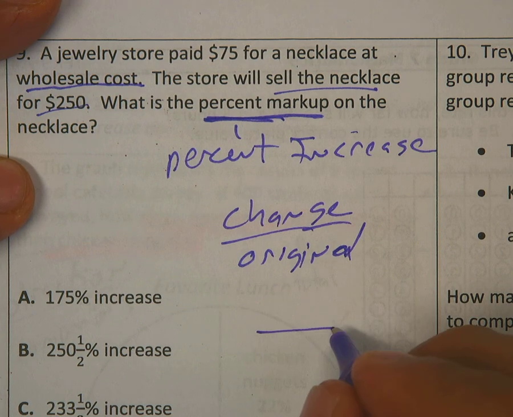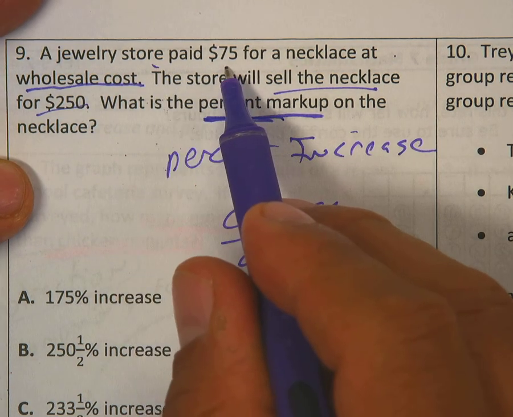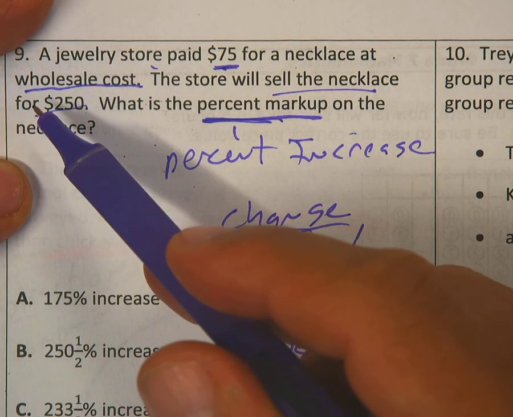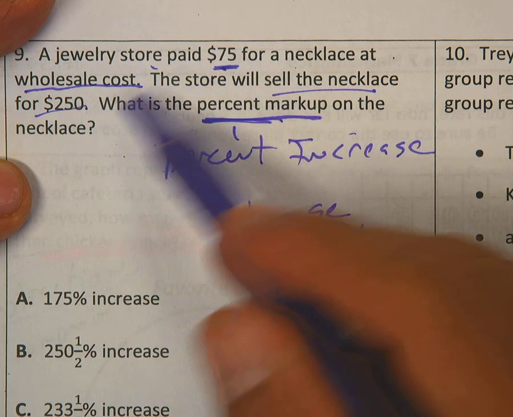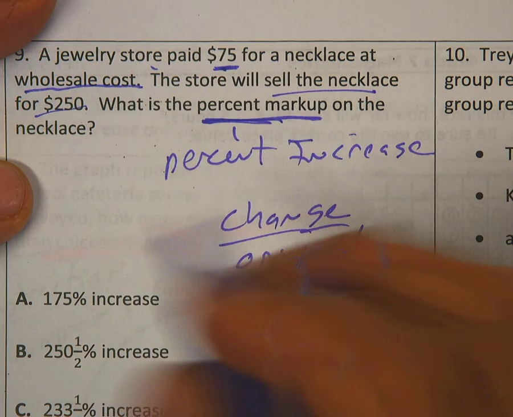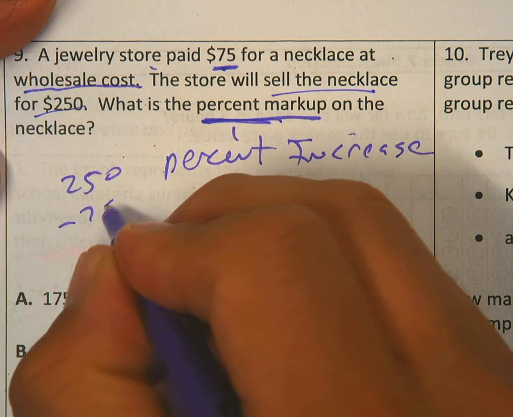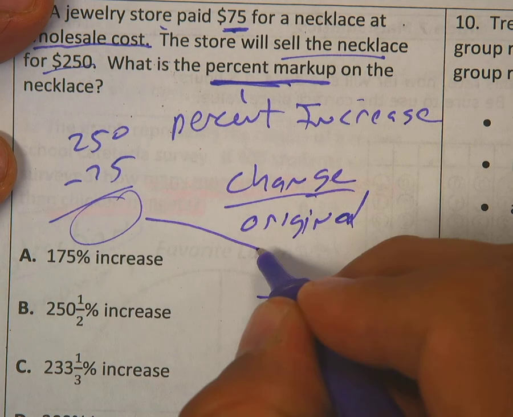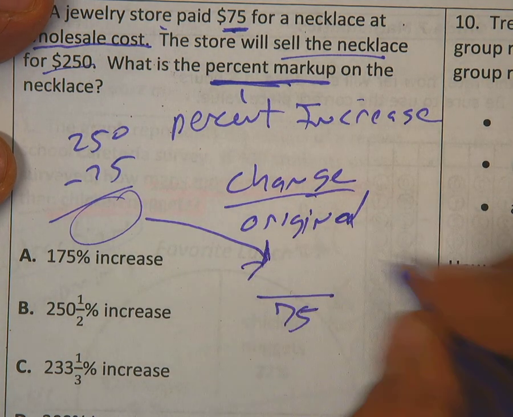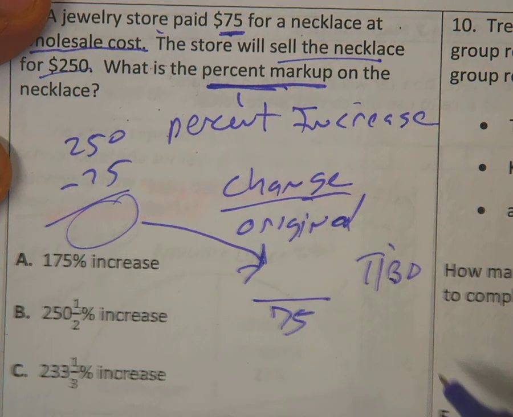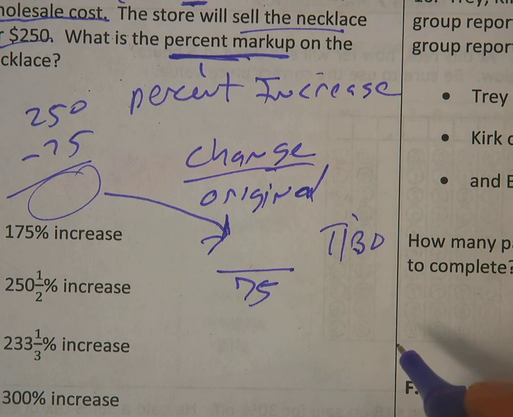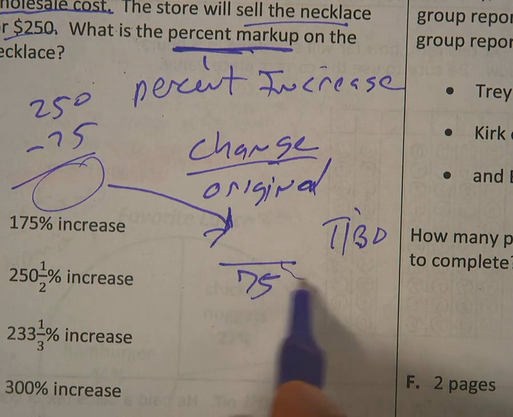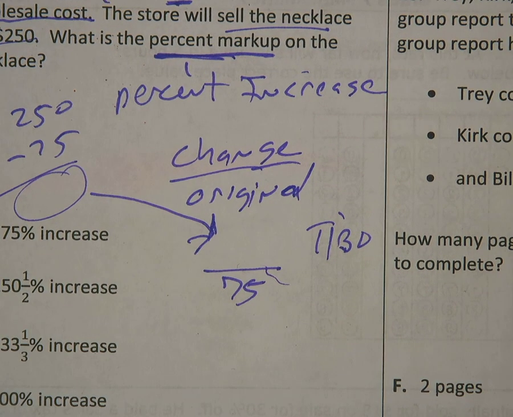So think there, change over original. Okay, so original, what was the price? It said the store paid $75 for a necklace. That's the original price, $75. But they resold it. They sold it for $250. How much profit did they make? What was the difference in the prices? Okay, so all you got to do is the change, $250 minus $75. Subtract them. Whatever you get, you put it here. Then you use T-bow to find the decimal, and then you move it 2 times to the right, and you get the answer.